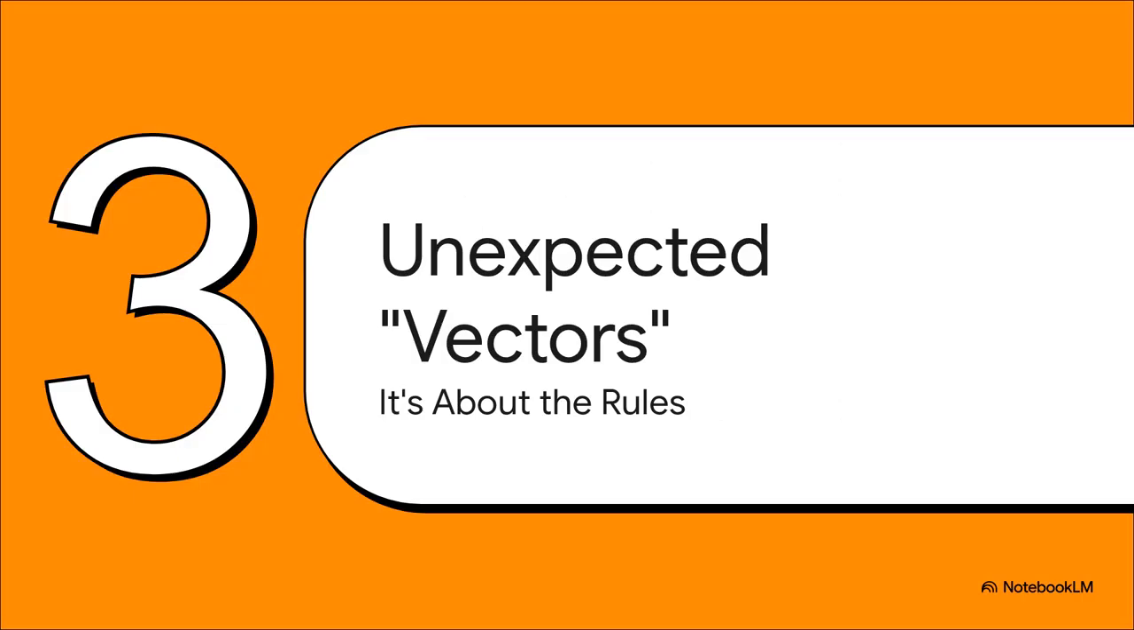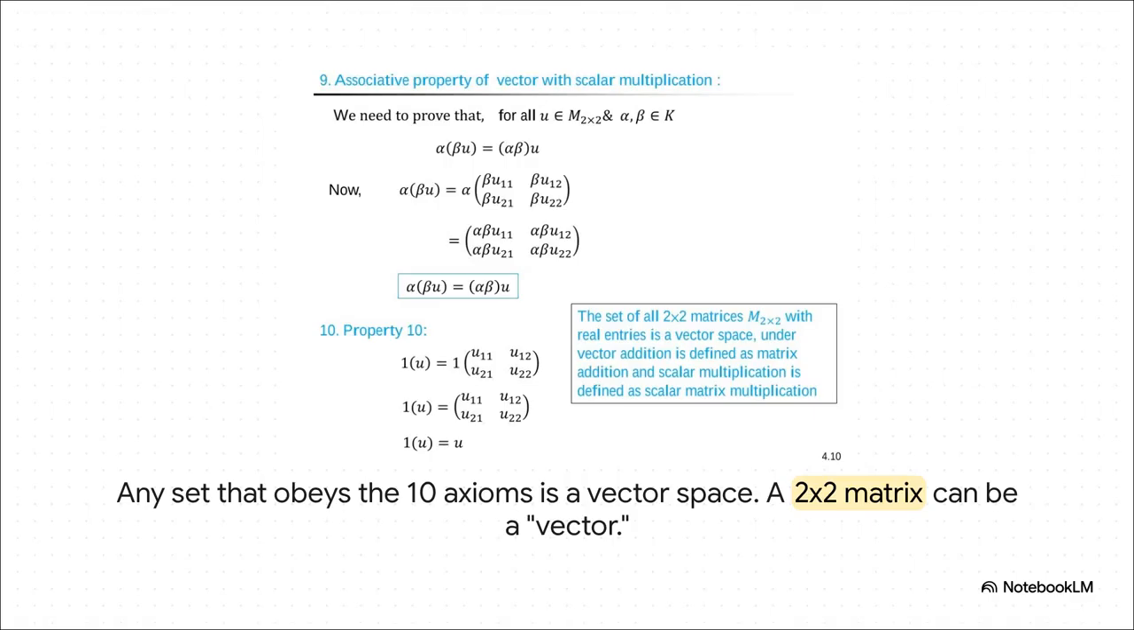Okay, so if being a vector is really all about following a set of 10 rules, that opens up a really fascinating possibility, doesn't it? Maybe things that we don't normally think of as vectors can actually be treated like them, as long as they just obey the blueprint. And it turns out they absolutely can.